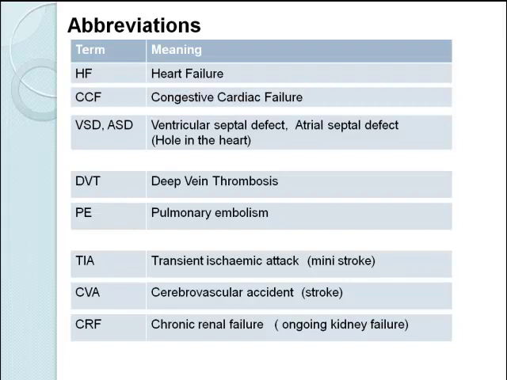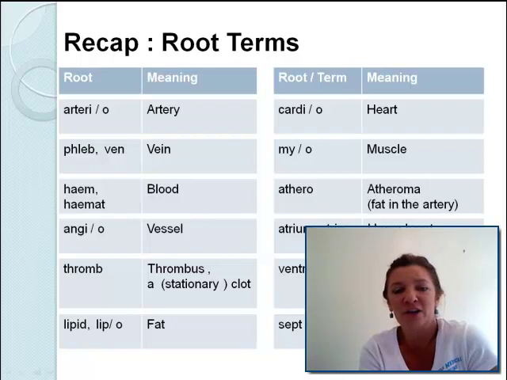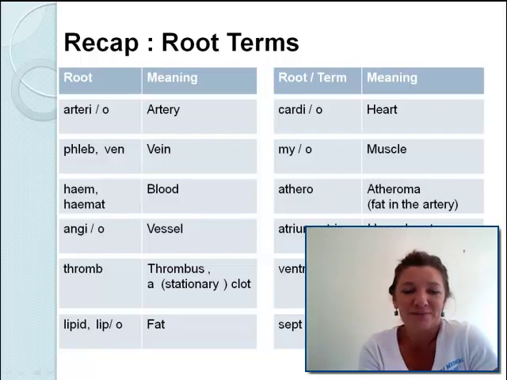And now it's time to recap some root terms. Let's just remind you of some of these root terms. Arterio was artery. An example would be arteriosclerosis, hardening of the artery. Arteriostenosis, narrowing of the artery. Arteriography, an X-ray of the artery.